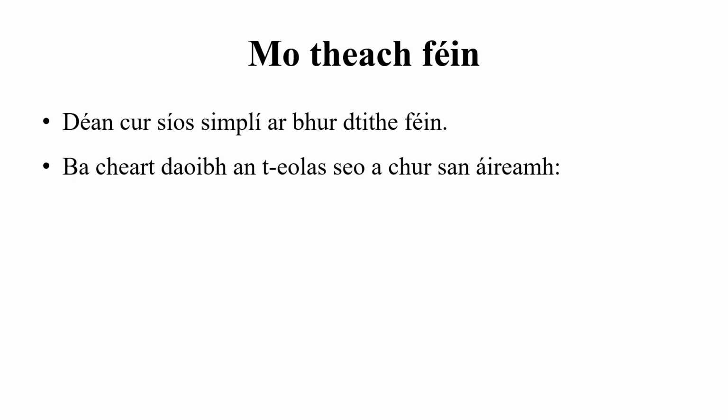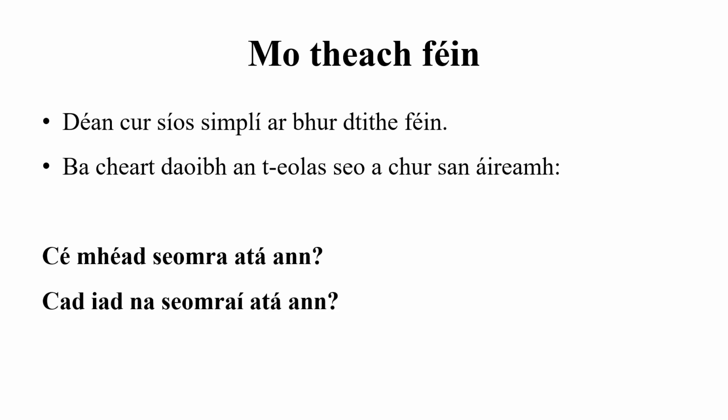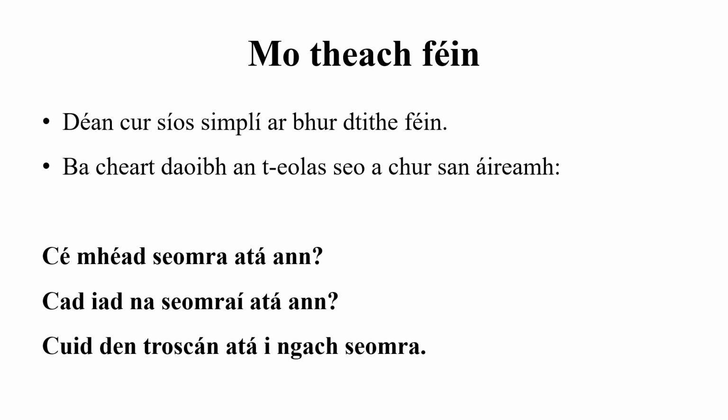Ba cheart an t-eolas seo a leanas a chur san áireamh. You should include the following information. Cé mhéad seomra atá ann? Cad iad na seomraí atá ann? Agus cuid den troscán atá i ngach seomra. So how many rooms are there? What are the rooms? And what are some of the furniture in each room?